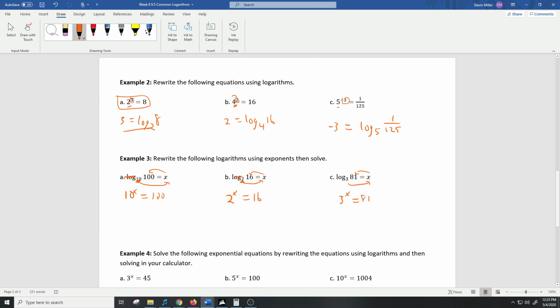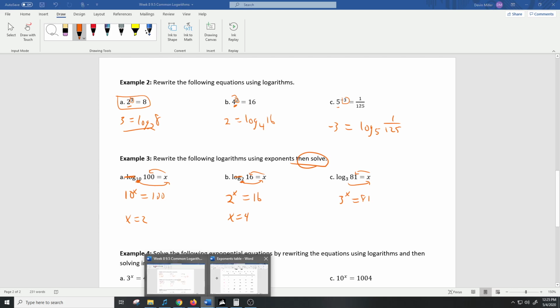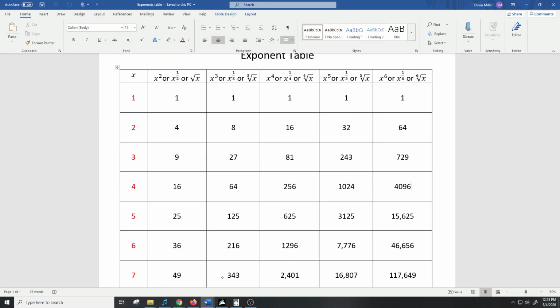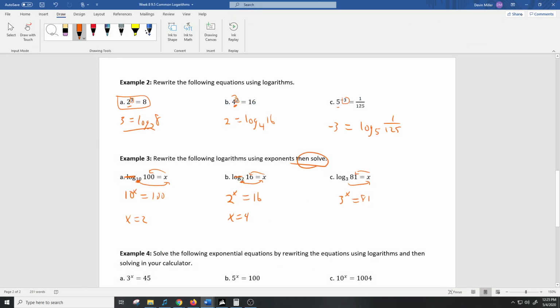Now it does say after we rewrite it, we have to then solve it. So let's see if we can solve this. 10 to what power gives you 100? That would be the second power. 2 to what power gives you 16? That would be 4. If you don't know how to do that, you can look at your chart too. Don't forget the chart's still available. 2 to the 4th is 16. The last one, 3 to what power gives you 81? That would also be 4. So you may not be able to look at these original equations here and be able to solve them, but now you're able to rewrite it with exponential form, and then you can solve it.